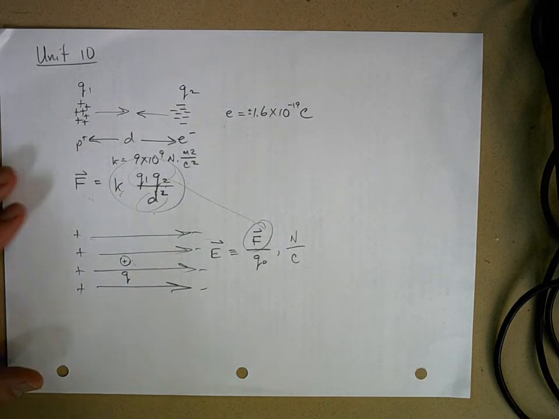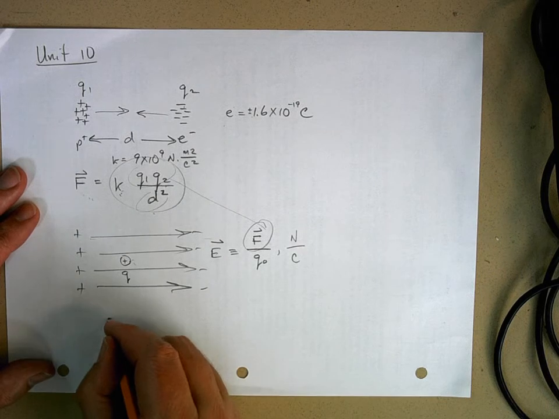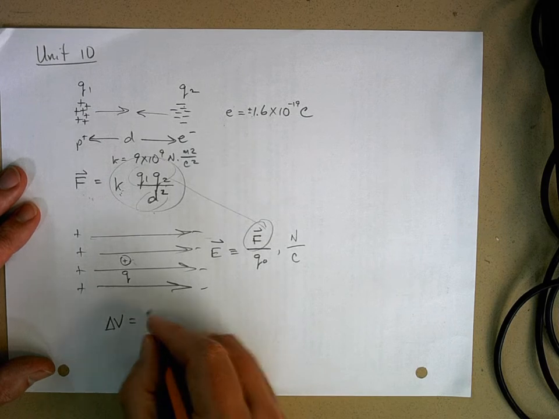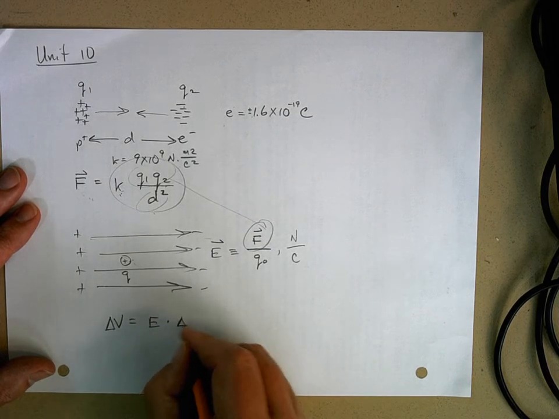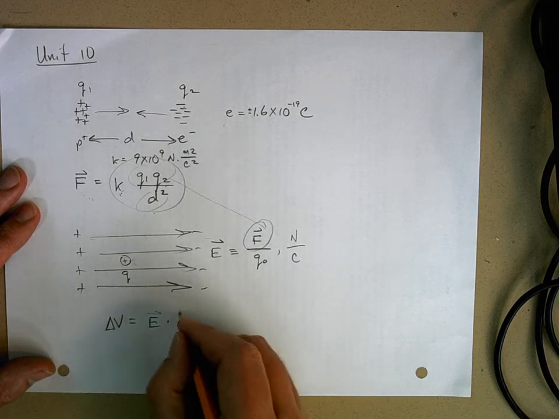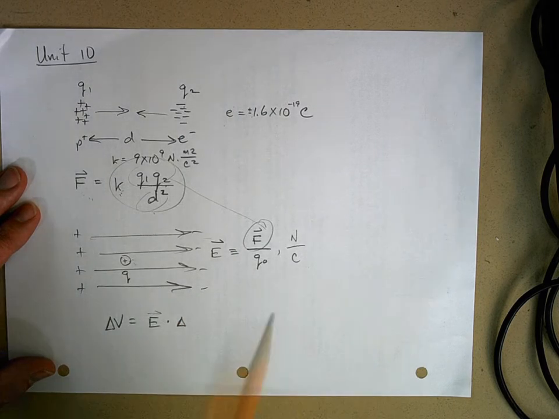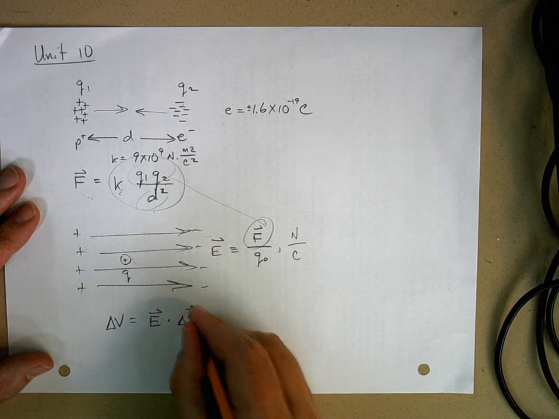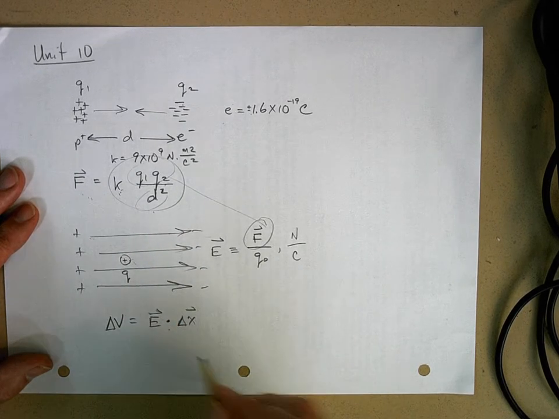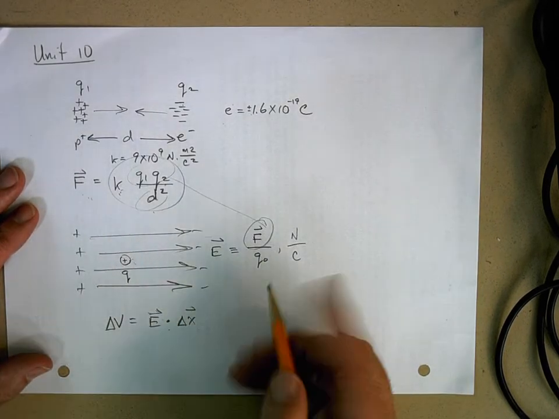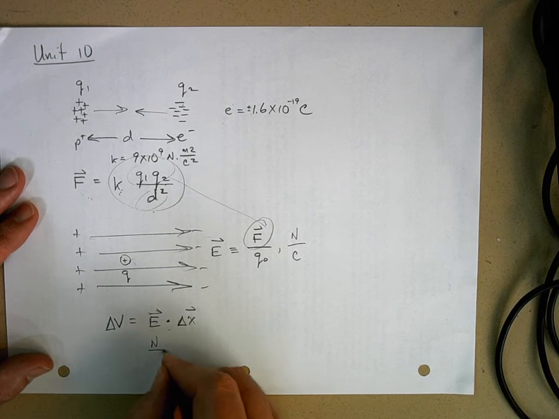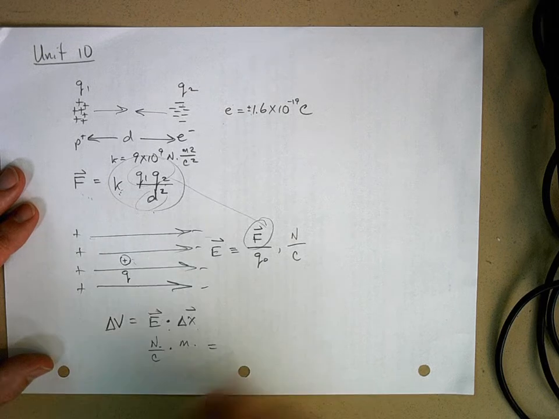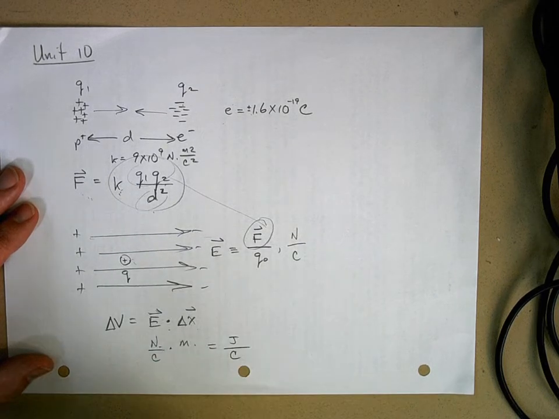Now we have this thing called voltage. A change in voltage is equal to the electric field times the displacement. I'll put a vector hat on this so you won't think it's mechanical energy, dotted with delta x. It is a dot product. It's E times delta x times the cosine of the angle. But look, this is newtons per coulomb times meters. What's a newton times a meter? That's a joule. Joule per coulomb. What is a joule per coulomb?